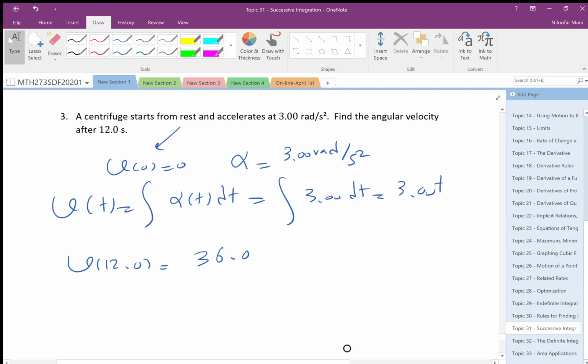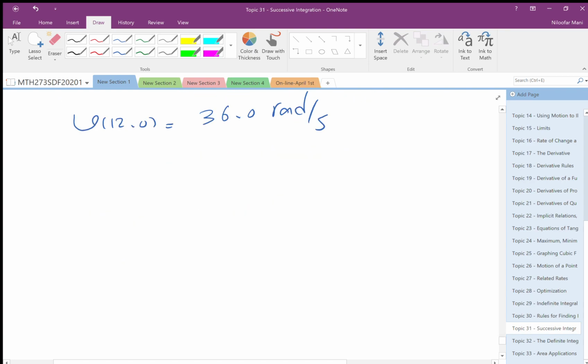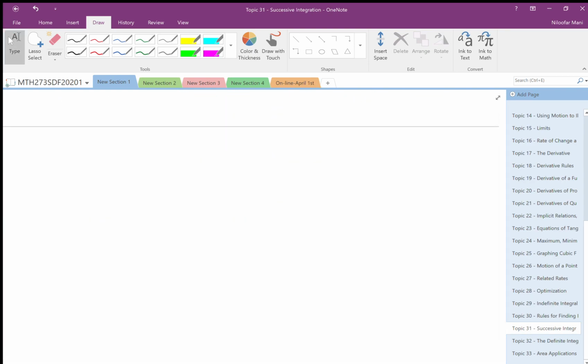So 36. What is the unit? The unit is important here. Radian per second. The unit is very important. Questions of this kind are very easy, but the unit is important. Okay, and the unit and the number of significant digits, those things are important.